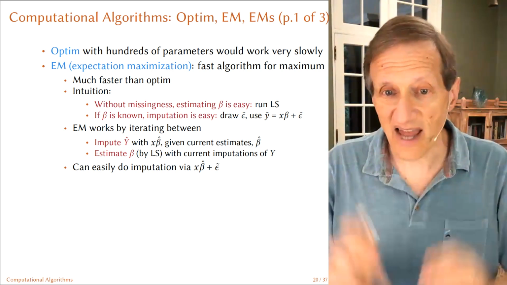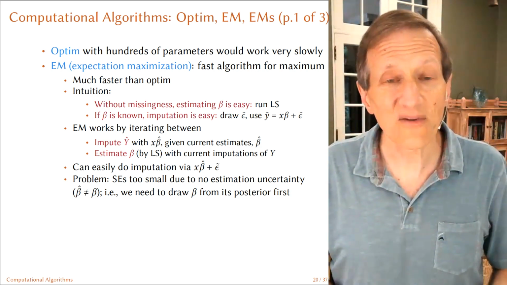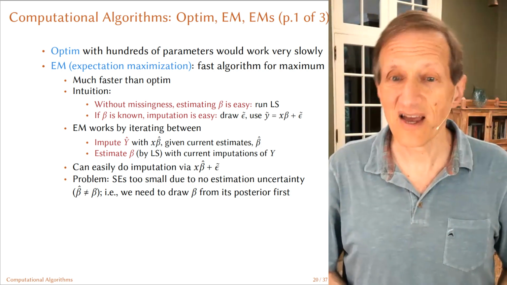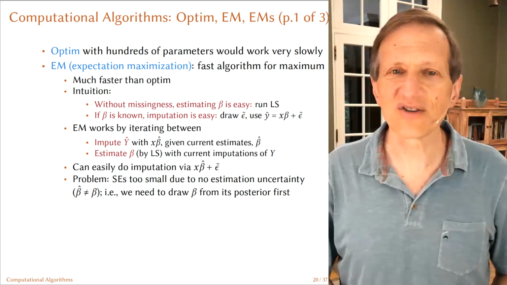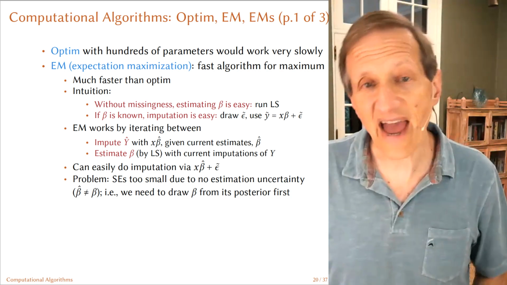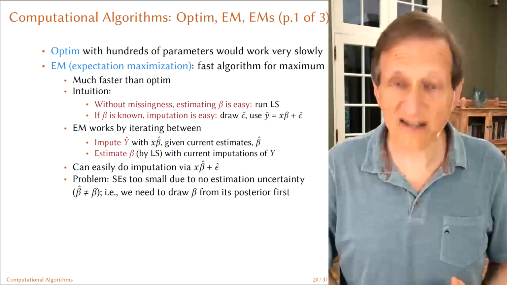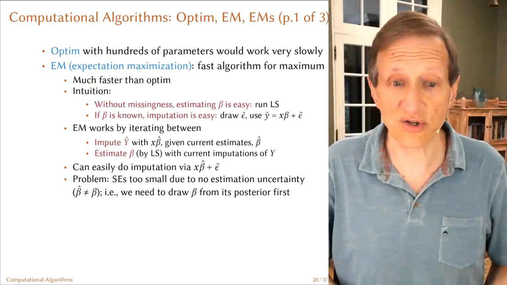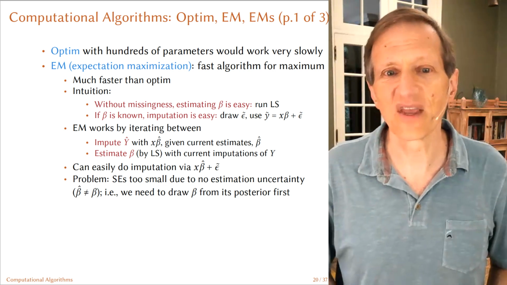Okay. We can easily do imputation then via x beta hat plus the simulation of epsilon. That adds the fundamental uncertainty. But the standard errors are still too small if you use EM because there's no estimation uncertainty involved. You're just plugging in the beta hat and not reflecting the fact that beta has to be estimated and has estimation uncertainty. And of course, beta hat is not the same as beta.